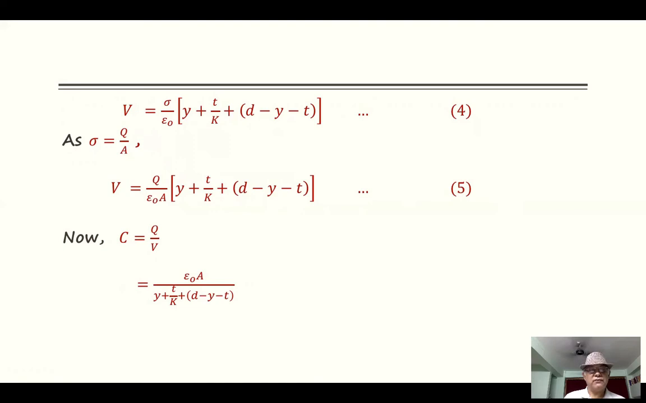this expression for C: epsilon naught A divided by Y plus T by capital K plus, within bracket, D minus Y minus T, which further simplifies to, as given by equation 6. That is, epsilon naught A divided by, within bracket, D minus T, bracket close, plus T by K.